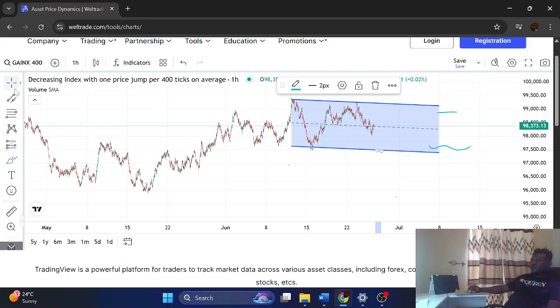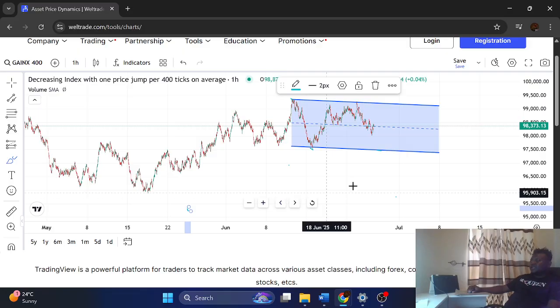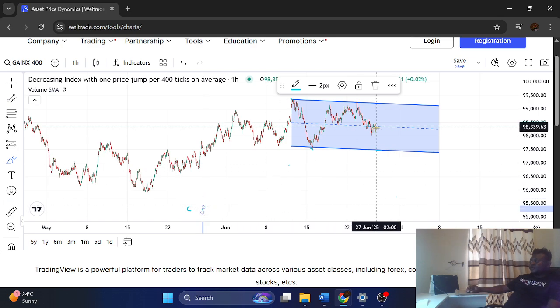Okay, so with that in mind, we now have a first confirmation. Our first confirmation was the channel, right? Our second confirmation was the 50% line. The 50% line also confirmed that we are now in a downtrend. We have broken the 50% line and we are now heading down. Now we want more confirmations that indicate that it is a perfect sell.